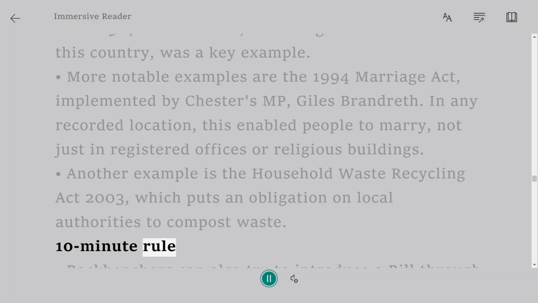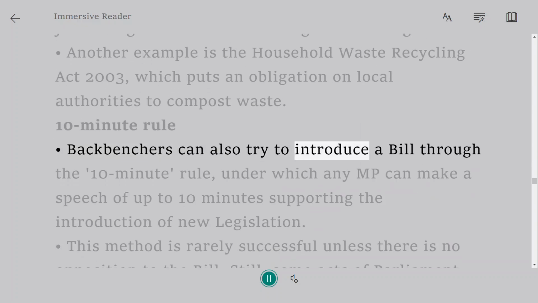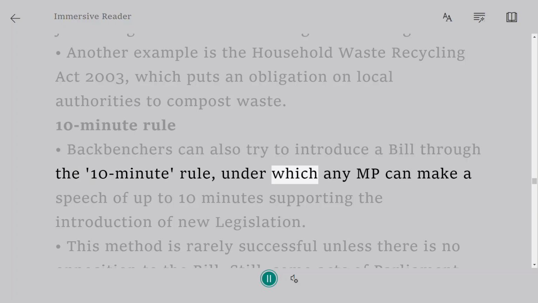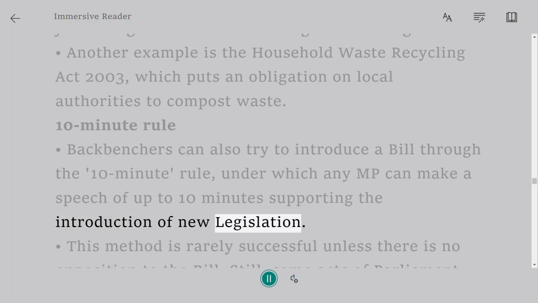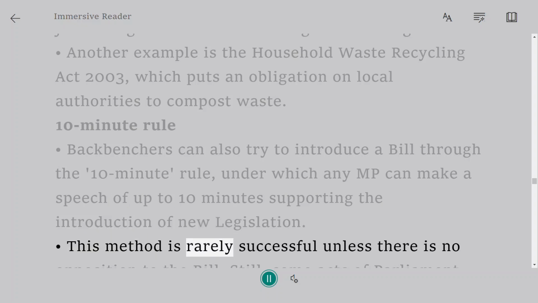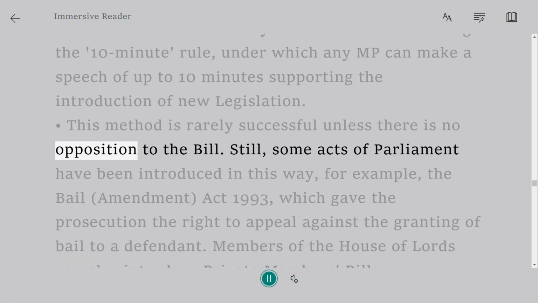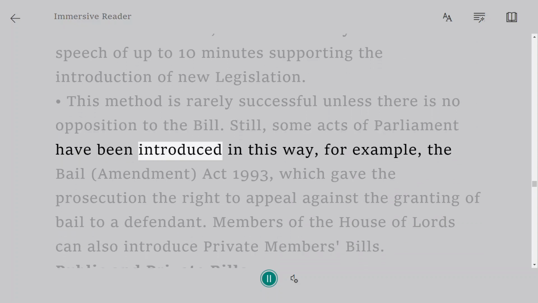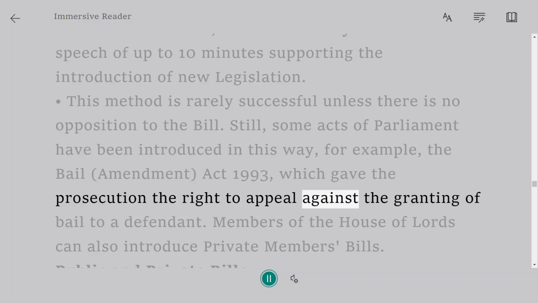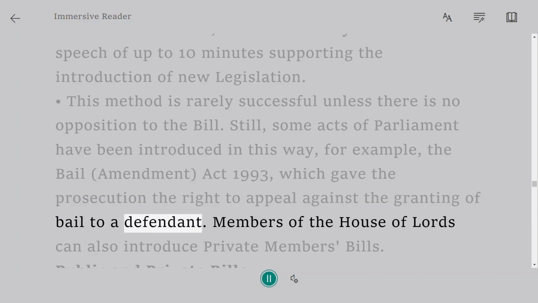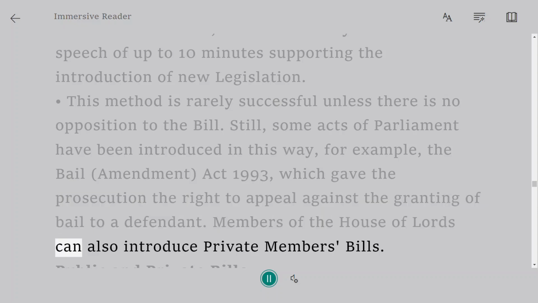10-minute rule. Backbenchers can also try to introduce a bill through the 10-minute rule, under which any MP can make a speech of up to 10 minutes supporting the introduction of new legislation. This method is rarely successful unless there is no opposition to the bill. Still, some acts of Parliament have been introduced in this way, for example, the Bail Amendment Act 1993, which gave the prosecution the right to appeal against the granting of bail to a defendant. Members of the House of Lords can also introduce private members' bills.